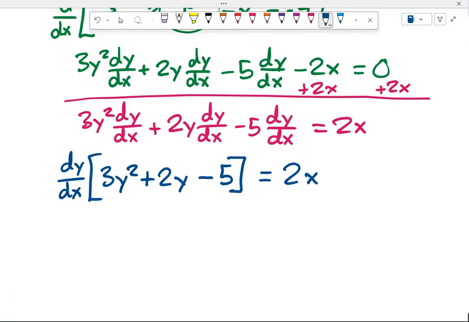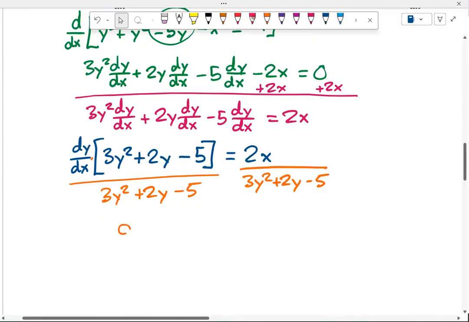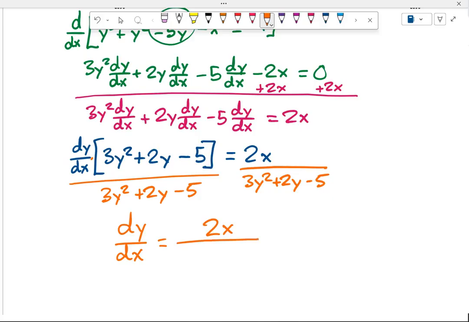Using division. Why? Because, let's see, do orange. What operation is happening right here where my orange arrow is pointing? So, guess what? I want dy dx by itself. Well, divide by all of this on both sides. And we have our answer. Dy dx, the derivative, is 2x divided by 3y squared plus 2y minus 5.